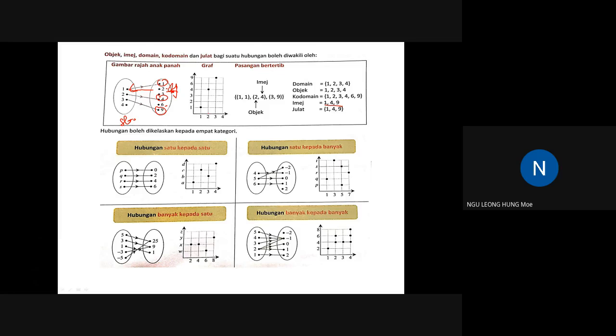The relationship: 1 to 1, many to 1, 1 to many, many to many. Okay, we have to differentiate two types. One is relation, one is a function. Relation is 1 to 1, 1 to many, many to 1, many to many. This is only a relationship, but it doesn't mean that it is a function. Okay, if understand, reply me 1. If not understand, reply me 2. Because you know why?